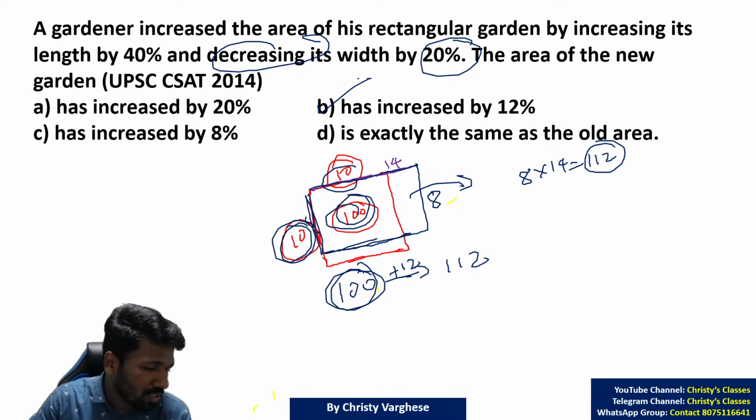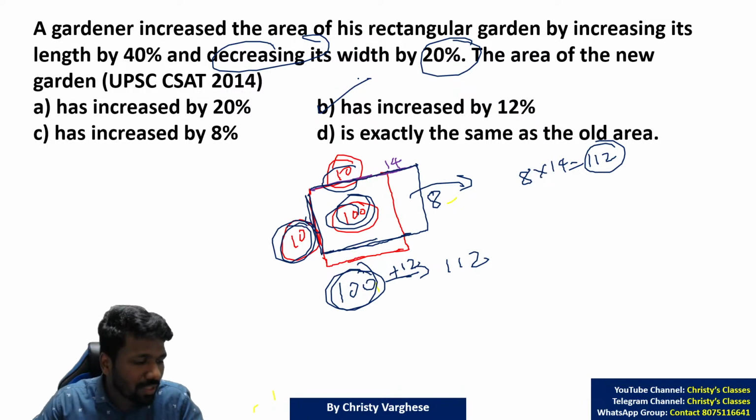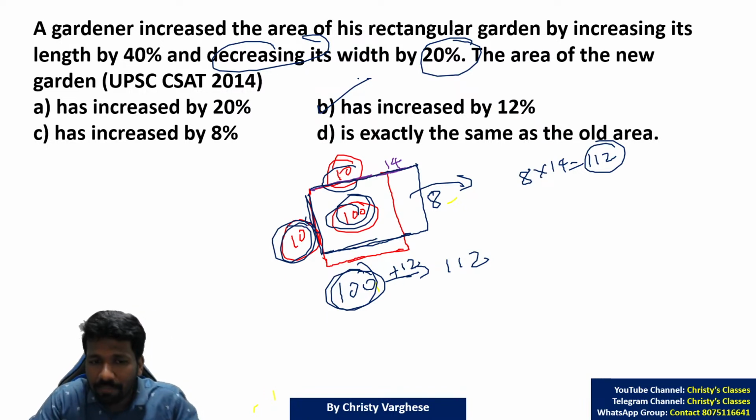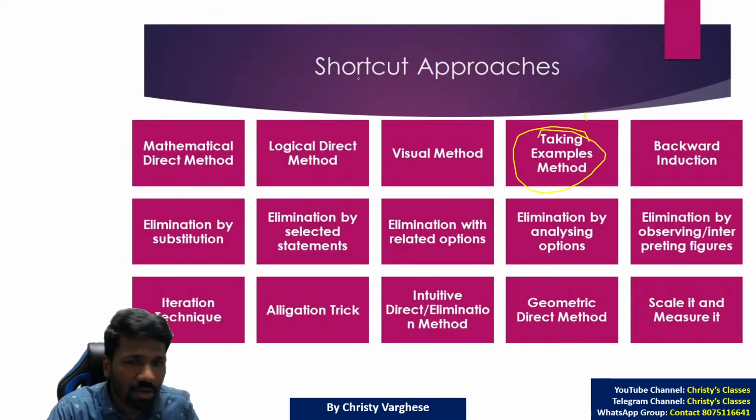Yeah, I don't disagree. I am not saying that you cannot do let x be the length and y be the breadth and then mathematically solve it. That is fine, that is a direct method. But the taking example method is even better and faster. That is why I recommend this method. So option B is the correct answer. Easy, na? All of you.